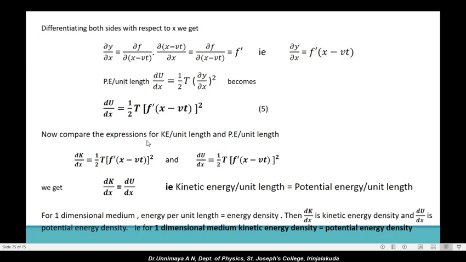Compare these expressions of kinetic energy per unit length and potential energy per unit length, that is dk by dx and du by dx. These two expressions look same. So we can say that dk by dx is equal to du by dx. That is kinetic energy per unit length is equal to potential energy per unit length. This is the general case.